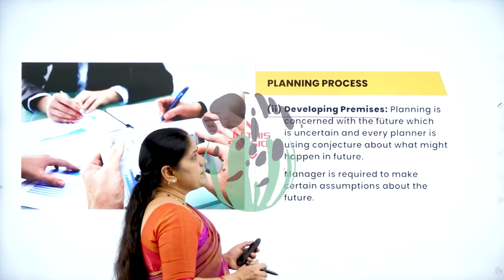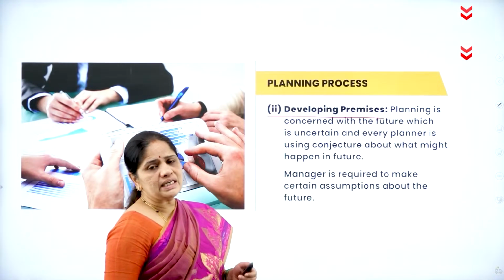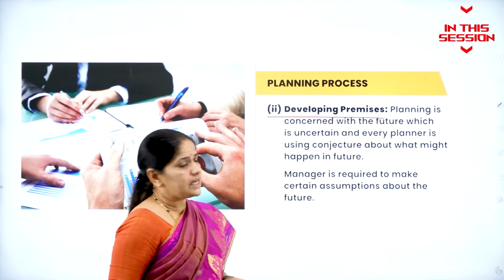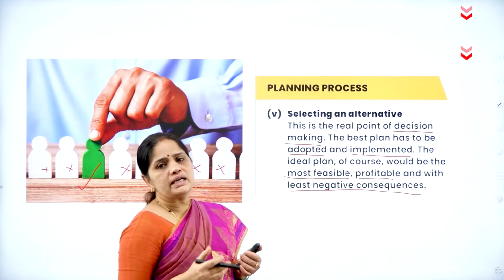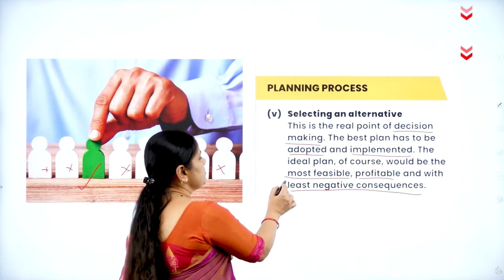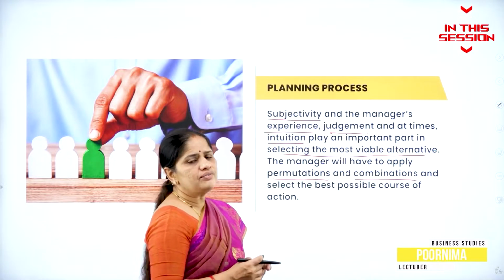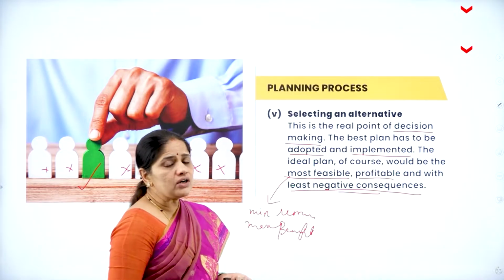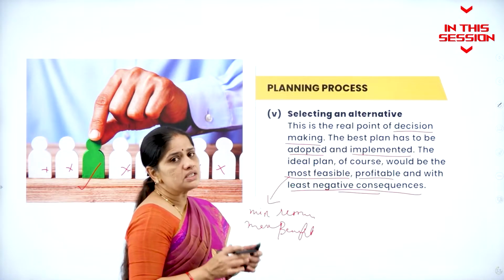Whenever we speak of premises, we have to think about the assumptions to be made when the plan is being carried out. Whatever the alternative you are choosing, it must be most feasible. Permutation is selection of various alternatives. Combination is arrangement of them. There should not be any negative consequences because of this alternative.